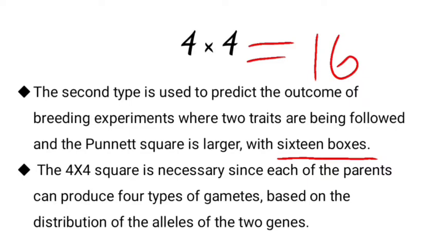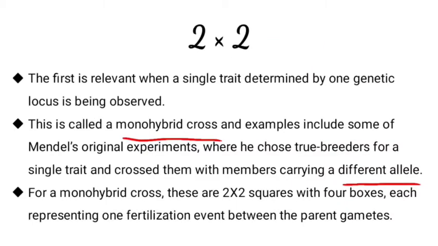The 4 cross 4 square is necessary since each of the parents can produce 4 types of gametes. We will see this in further examples, based on the distribution of the alleles of the 2 genes. Here 2 genes are considered, whereas in 2 cross 2 there is only one from the mother parent and one from the father.